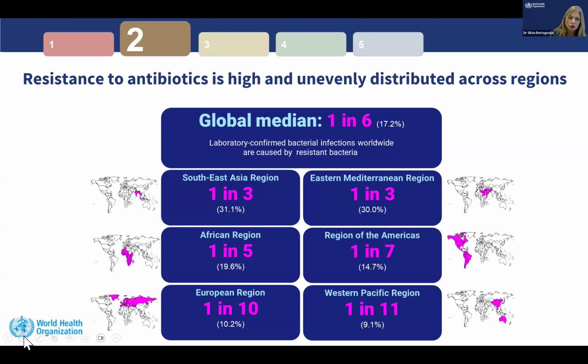Followed by the African region, 1 in 5 infections, by the American region, 1 in 7 infections, followed by the European region, 1 in 10 infections are caused by resistant bacteria, and the Western Pacific region, 1 in 11 infections are caused by resistant bacteria. Next slide, please.